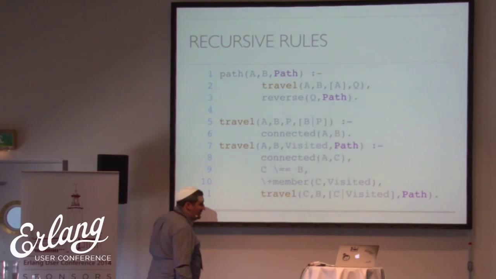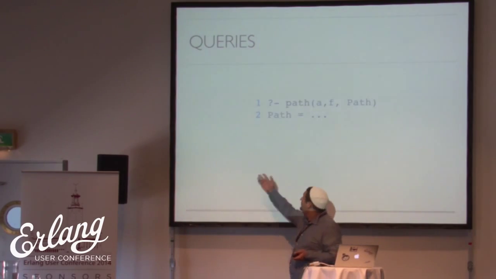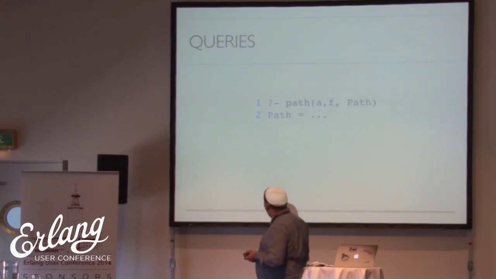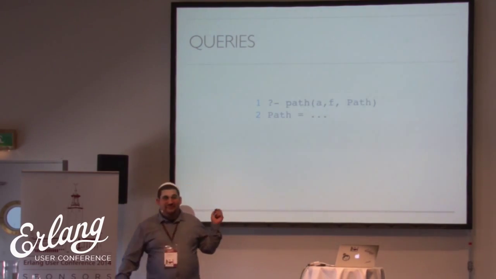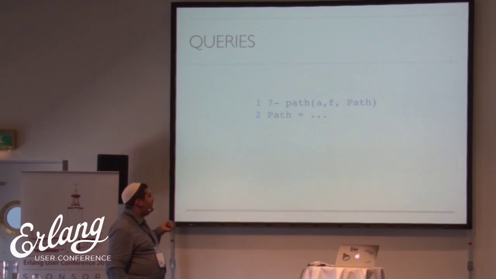Again, you may end up with a lot of data. You'd run it like this: path A comma F, and it'll return a list that is the path from A to F, if there is one. Or it'll return a failure if it can't find a path.